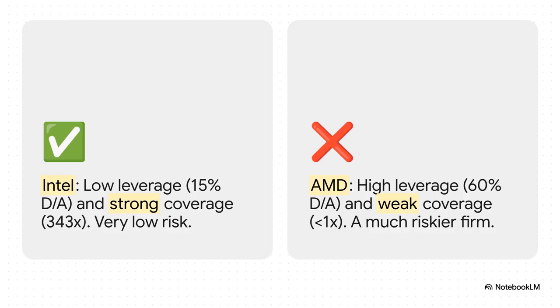Let's compare 2 big chip makers from a few years back, Intel and AMD. First, let's look at leverage. That's basically how much a company relies on debt. Intel had super low leverage. Only 15% of its assets were funded by debt. And then there's coverage. Can it easily pay the interest on that debt? Whoa. Intel's income covered its interest payments 343 times over. Now, look at AMD. It was way more leveraged, and its income didn't even cover its interest payments once. Just looking at these 2 numbers, it's pretty obvious which company was the riskier bet, right?